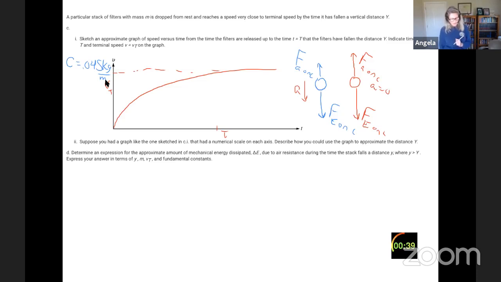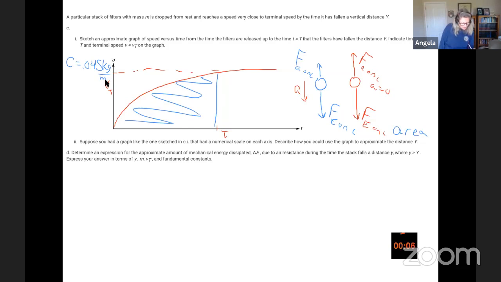That's okay. All right, suppose you had a graph like the one you sketched. How could you use the graph to get the distance it traveled? The distance y would be this area, right? So you would just find the area. I don't know if they gave you the function or not. If you had a graph, you would have to count the squares. Otherwise, if you had the function, you could integrate.